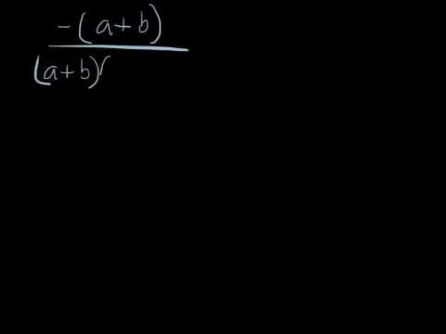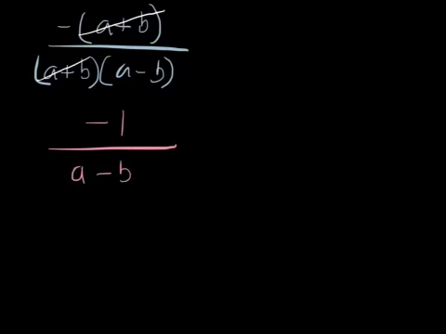I have minus (a plus b) over (a plus b)(a minus b), and we said that this a minus b, or a plus b, can cancel with that a plus b, leaving us with a minus 1, because we need to leave a placeholder, over whatever's left over here. And that is your final answer.